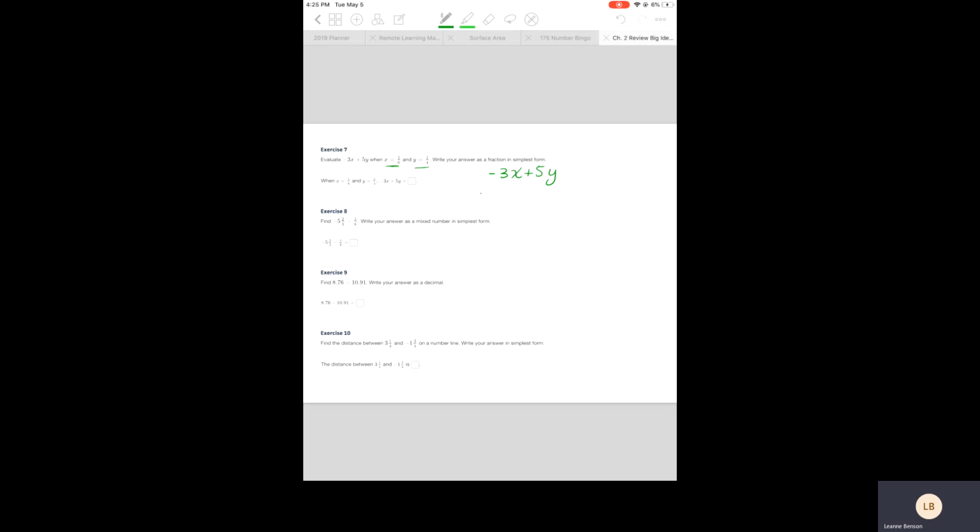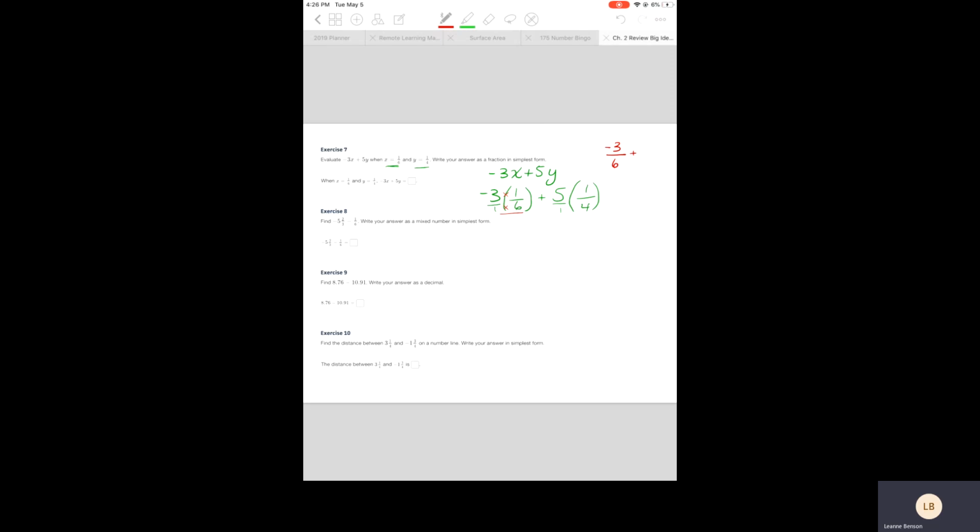So I have negative 3, x is 1/6, so I'm going to put 1/6. Plus 5, y is 1/4. I'm going to put these values over 1 because any number that's not written as a fraction is automatically over 1. That makes it a little bit easier to visualize as I multiply across. So I have negative 3 times 1. Remember when you're multiplying fractions, you multiply the top and the bottom, so it's a little different than adding. Negative 3 times 1 is negative 3 over 1 times 6 is 6.